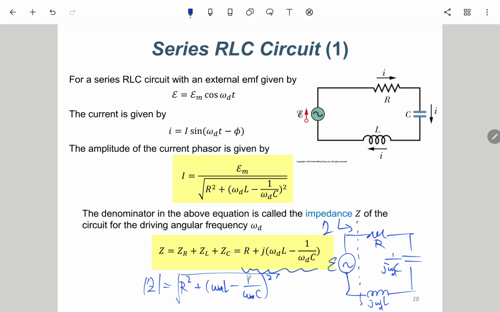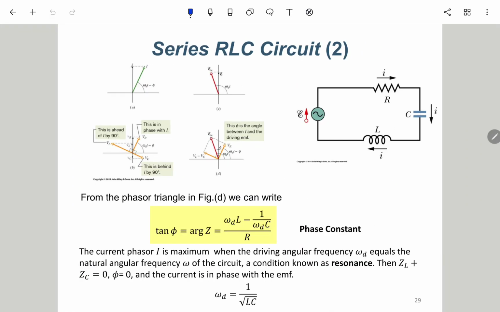So actually this goes to here. This is the impedance, the absolute value of the impedance. This is also the amplitude. The amplitude of the impedance is related to the amplitude of the current and the amplitude of the V, of the EMF.